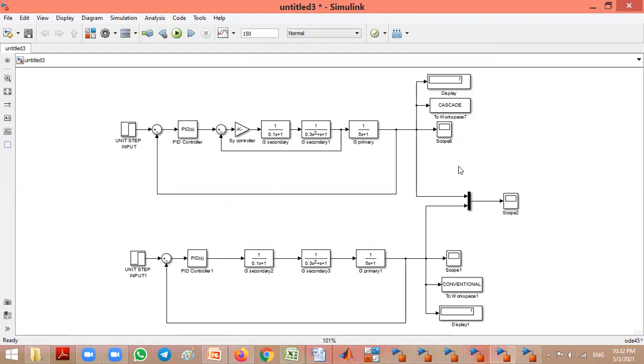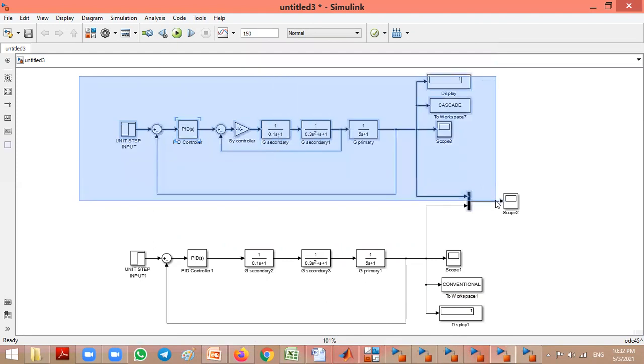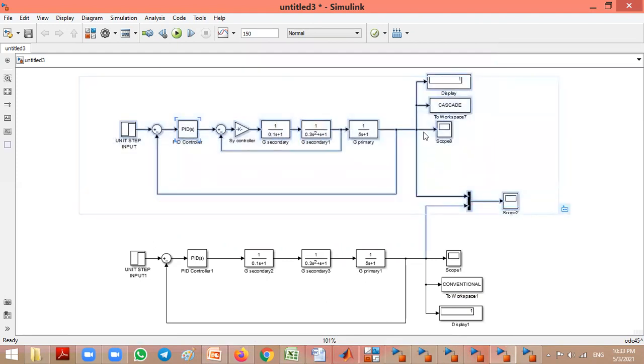Okay, so cascade control is designed. So this is the cascade control scheme. The cascade control is designed, and to see the output we have put a separate scope, a workspace block and a display. Okay, right? And we have also connected to the mux.